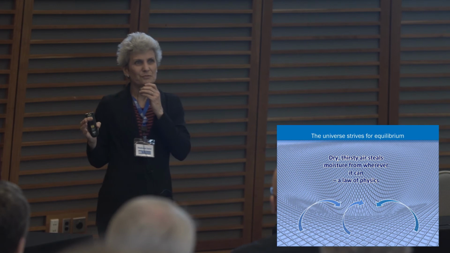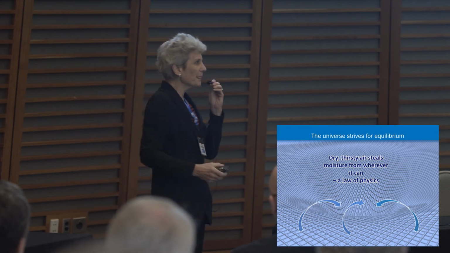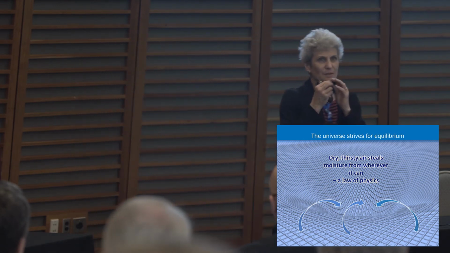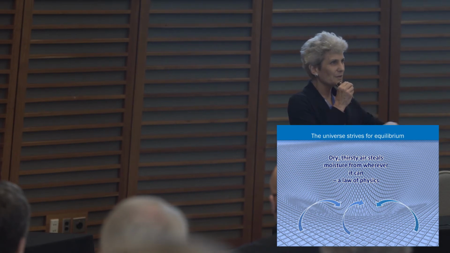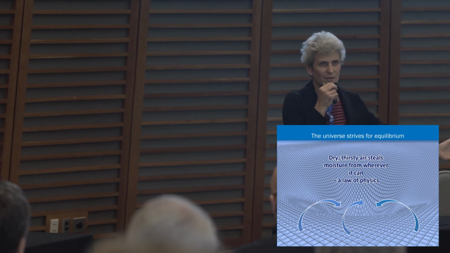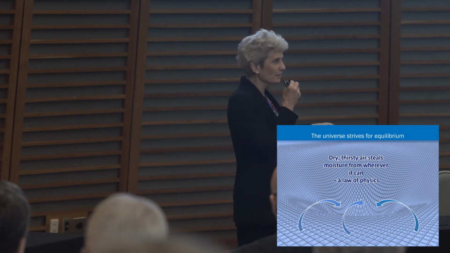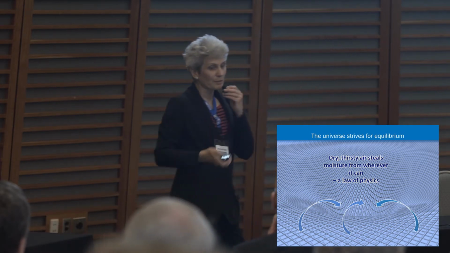I love this. This slide really drives it home to me because the universe likes equilibrium. Everything to be uniform. It's like when you have your teenage kid and you put the clothes away in their bureau drawer and then half an hour later there's an even layer of clothes. That's equilibrium.